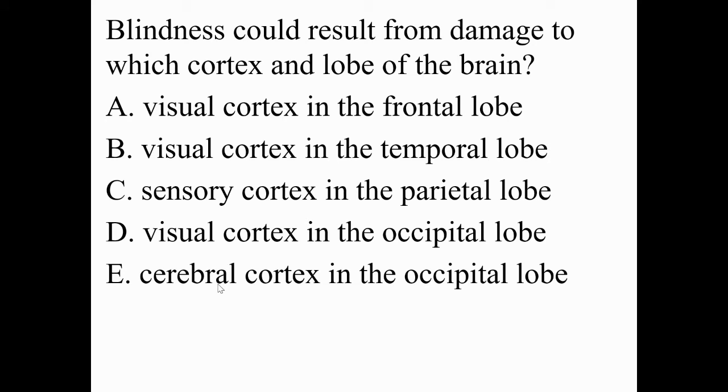Blindness could result from damage to which cortex and which lobe of the brain? Okay. So obviously it's visual cortex. So where is the visual cortex? The answer is D, occipital lobe. Okay. Now, if you say E, great, but you need to be more specific than cerebral cortex. It would be visual cortex. Okay. E's not a horrible answer, but it's D.